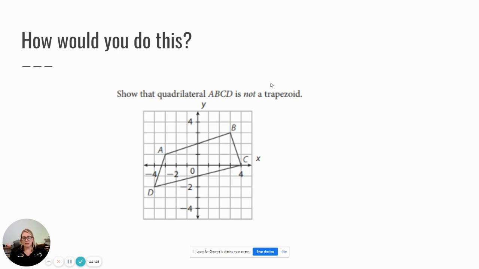So if you ever get a problem where it's asking you for the converse, proving something is not something, you're going to do it the same way you would prove that something is, because getting two different slopes means it can't be. So it's not any different just because you see the not. You're still going to go about it the same way. You're still going to have to prove that you have parallel lines and parallel slopes to do it.